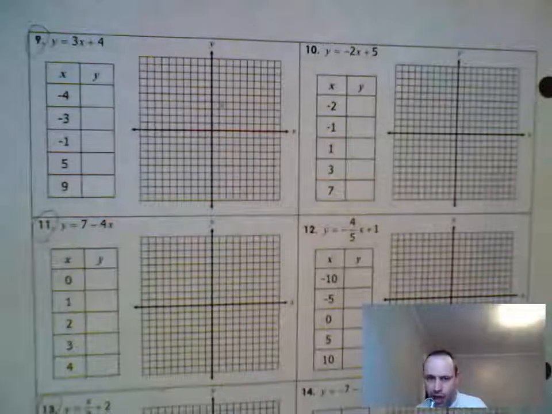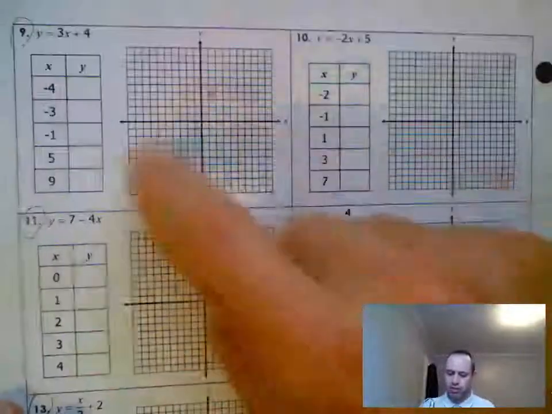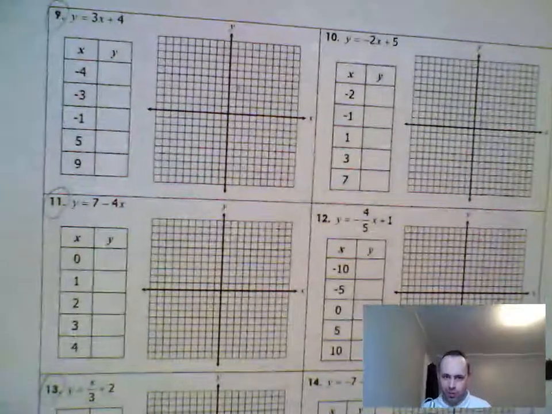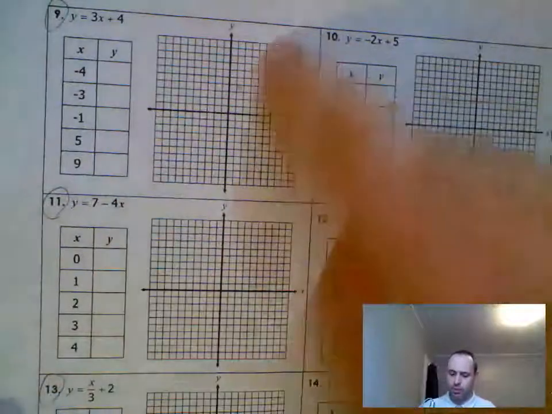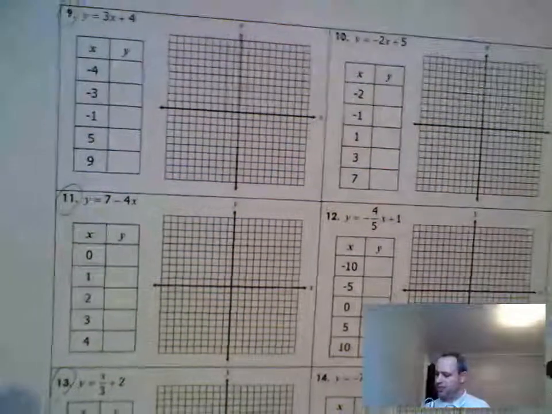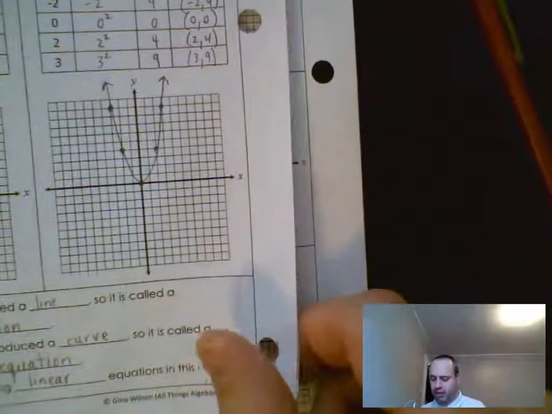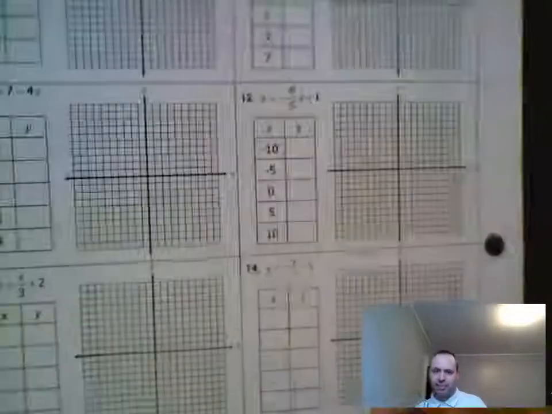Okay, and if you don't have this paper, if you can't copy this, then you're going to need to draw a little graph for each of these and just plot your points as close as you can. All right, so it won't be perfect, but these should all be forming lines, because it said this year on our notes that we will focus on graphing linear equations in this unit. Now, there's a possibility they might throw in one like that, but I don't think they would throw in a lot of those. So most of these should end up being lines.